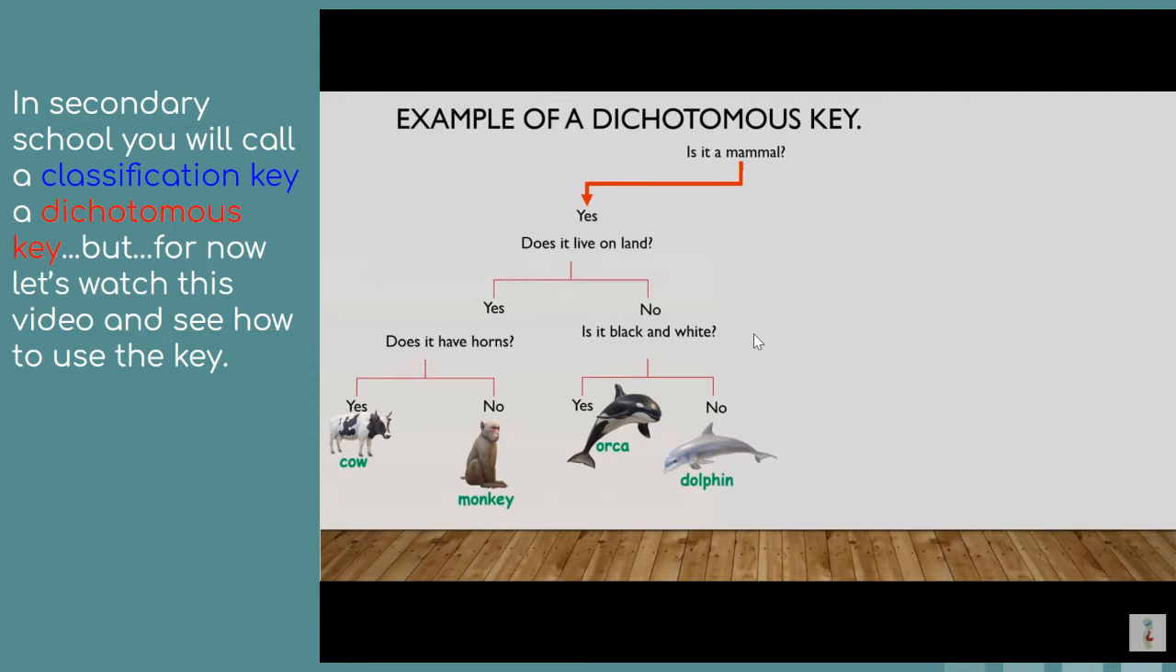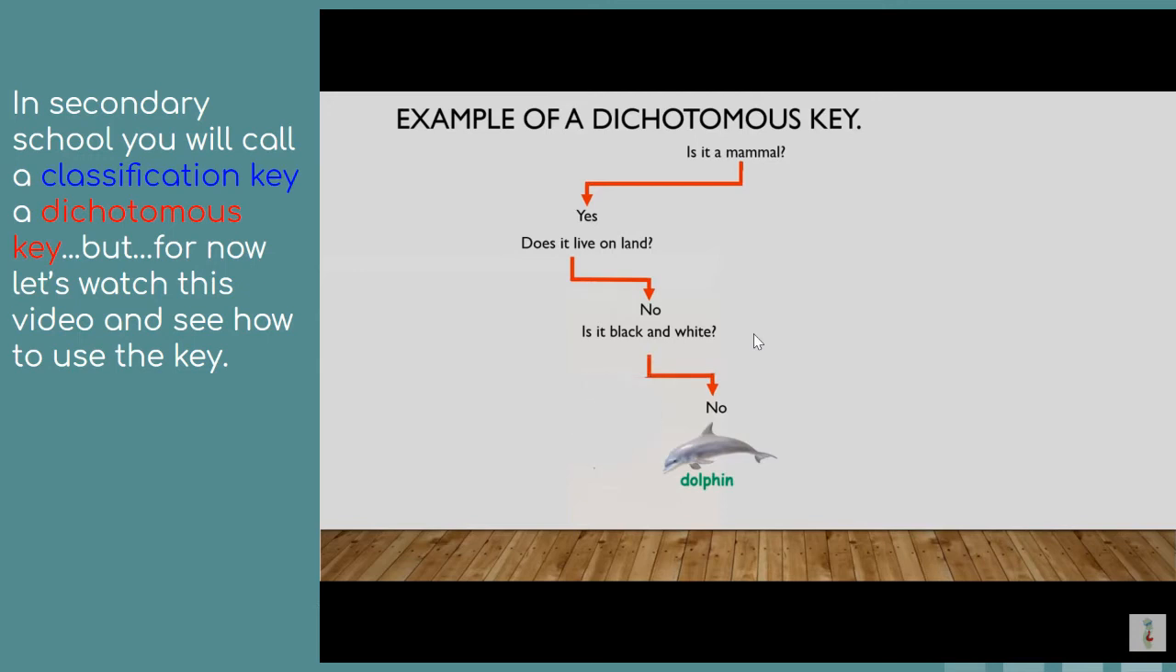Does my mammal live on land? No, it doesn't. So we're going to disregard the monkey and the cow. This now leads you to the next question. Is my unknown animal black and white? No, it is not. Your animal is now identified as a dolphin.